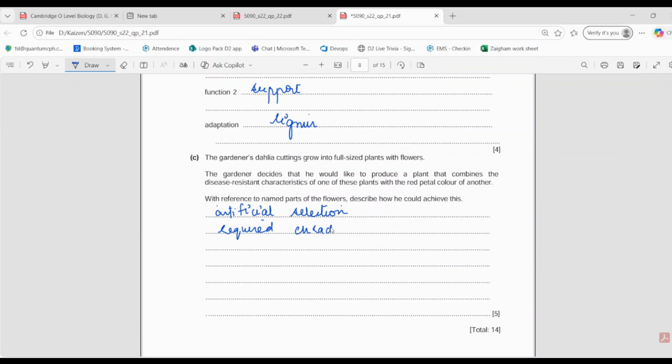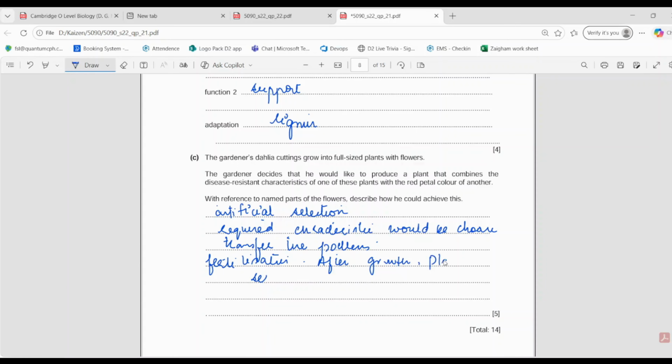Required characteristics would be chosen, then pollination, okay, transfer the pollen, then fertilization would occur, okay, then after growth, correct, after growth the plants with required characteristics are collected and allowed to breed again to achieve the required characteristics.